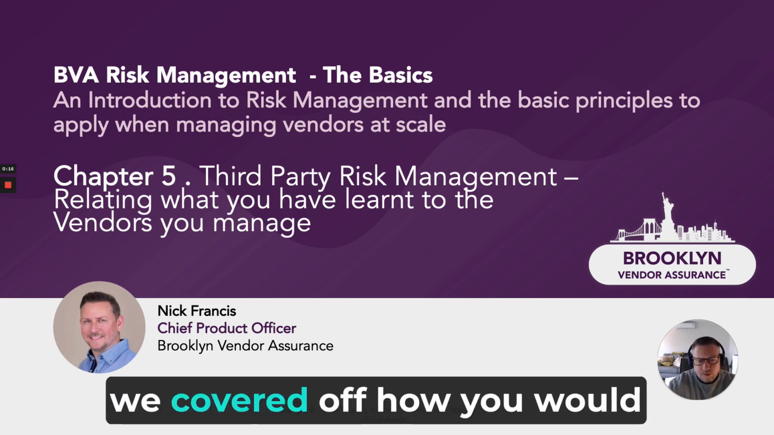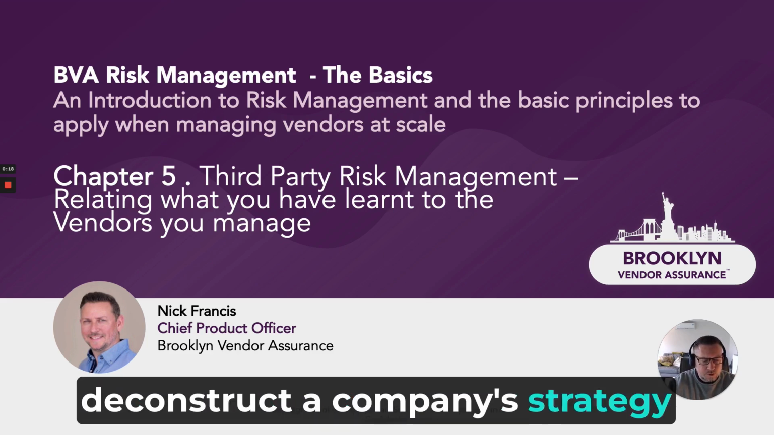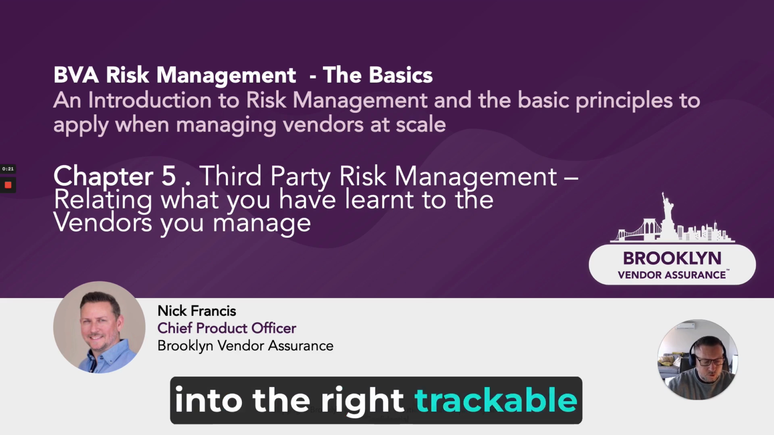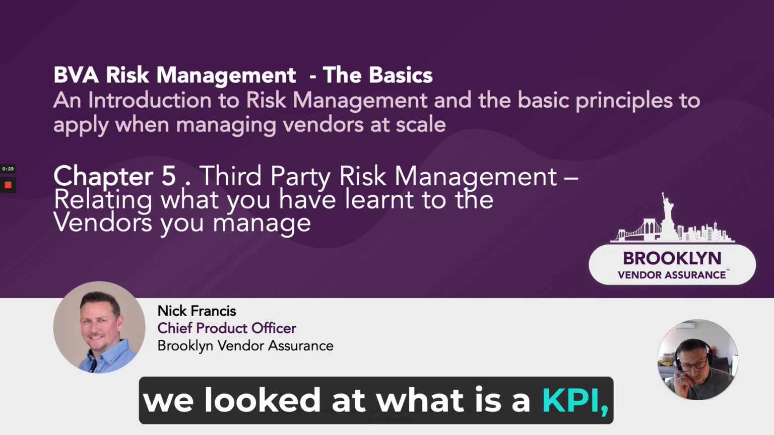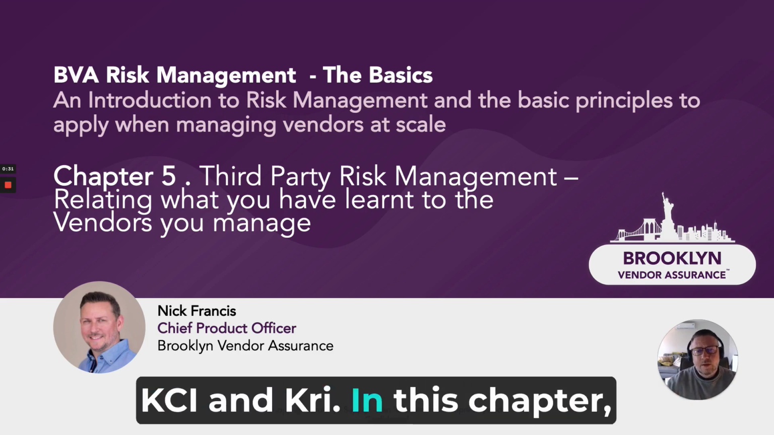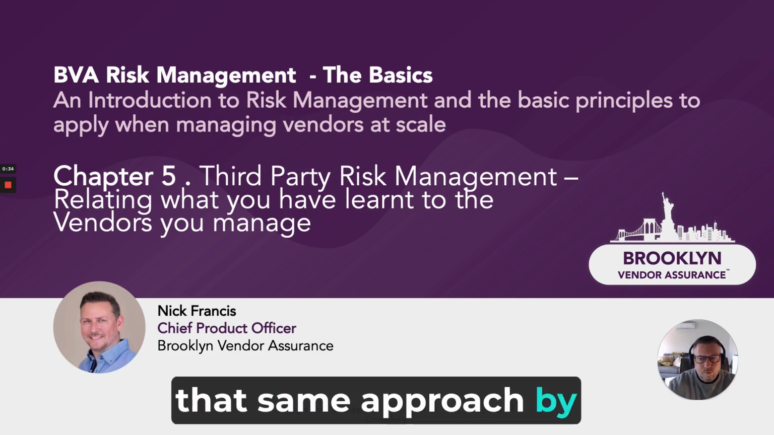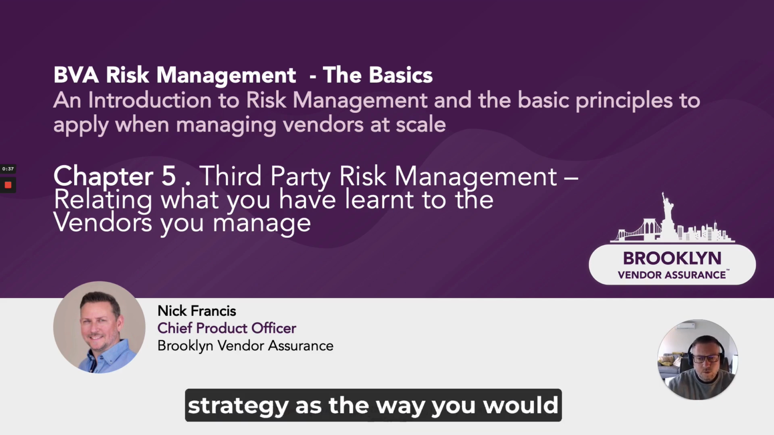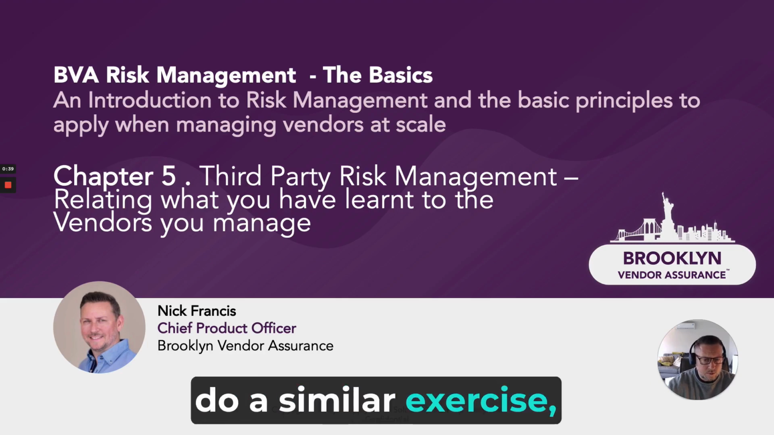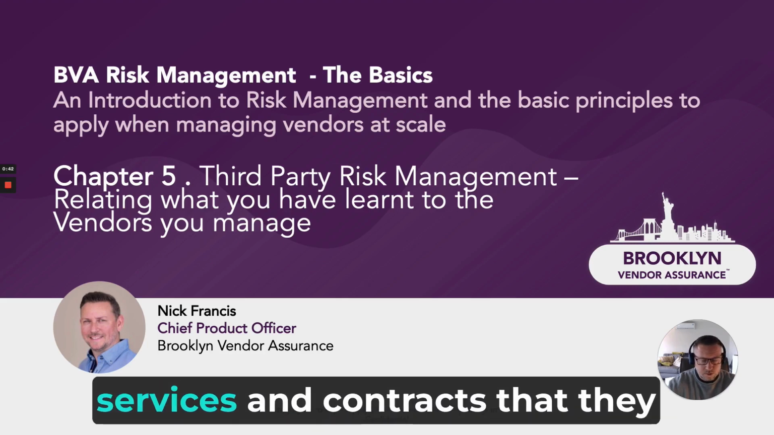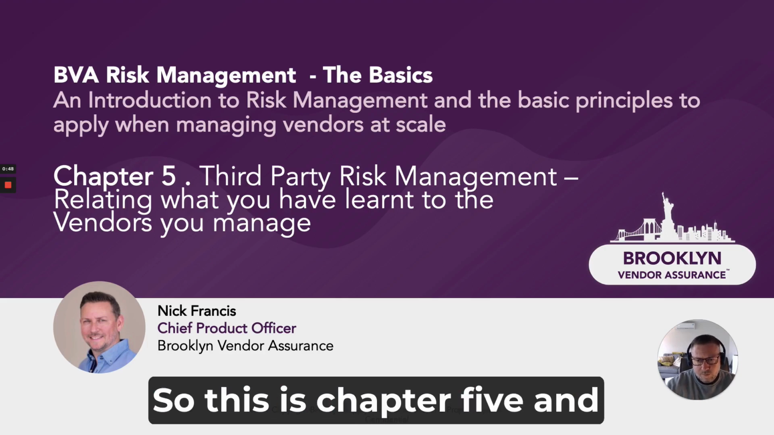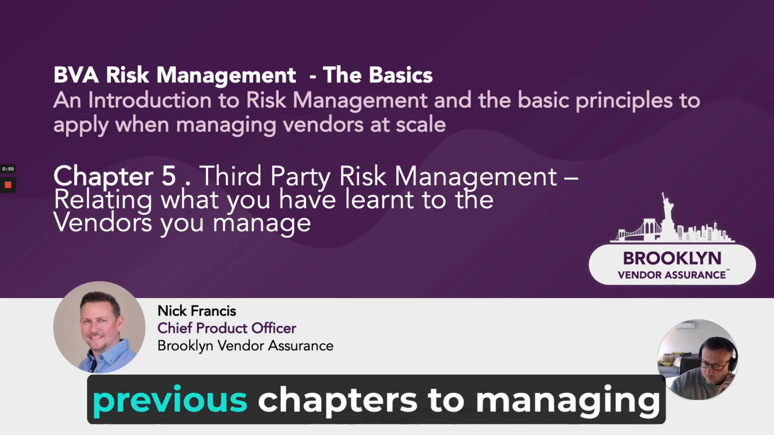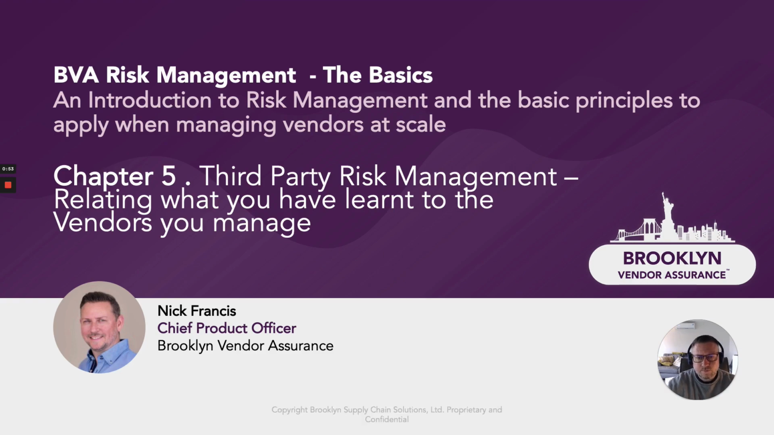In an earlier chapter, we covered how you would deconstruct a company's strategy into the right trackable elements and objectives, value drivers, KPIs, KRIs and KCIs. Then in Chapter 4, we looked at what is a KPI, KCI and KRI. In this chapter, we're going to take that same approach, deconstructing a corporate strategy, and do a similar exercise, but for your vendors and the services and contracts that they provide to you as a company. So this is Chapter 5, relating what you've learned in previous chapters to managing your vendors.